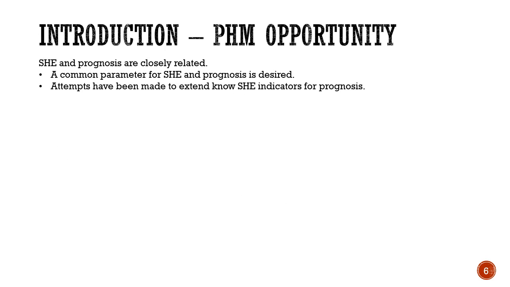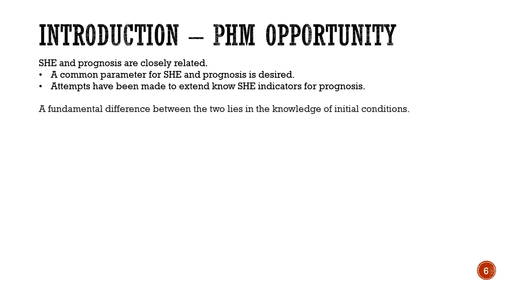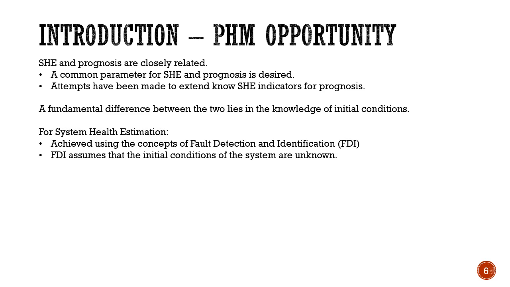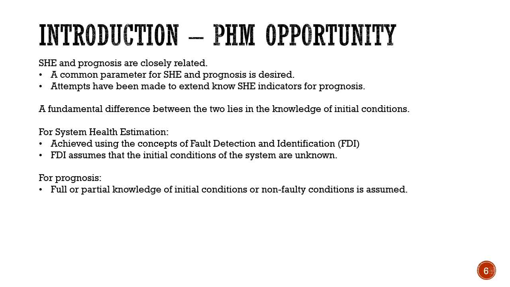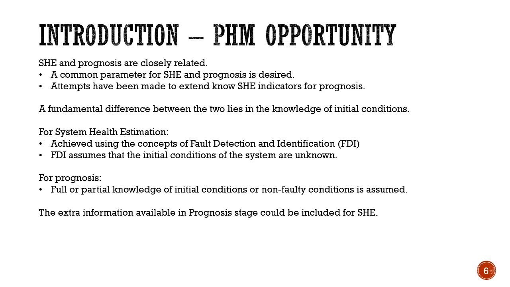Health estimation and prognosis are closely related to each other. Therefore, a common parameter for both of them is desirable. However, there is a fundamental difference between the two. When performed individually, health estimation is done using the concepts of FDI, which assumes that the initial conditions of the system are unknown. However, for prognosis, full or partial knowledge of initial condition or non-faulty condition is assumed. So, extra information available in prognosis stage could be used for health estimation.